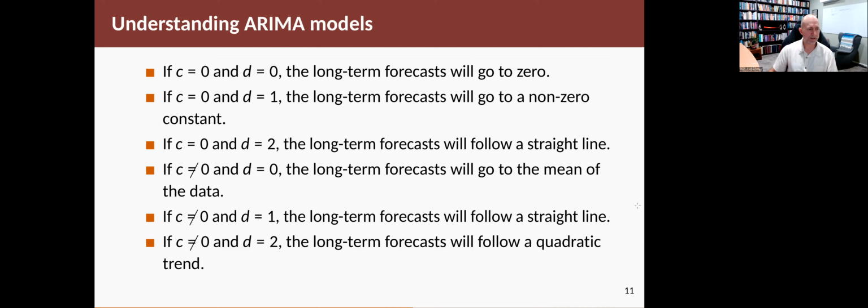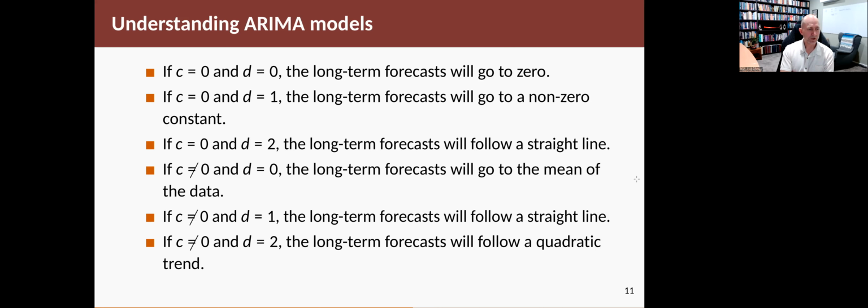Let's talk a little bit about some of the features of the model to make sure we understand what all of the different parts are doing. For long-term forecasting, the most important parts of the model are whether or not you include a constant and how many differences you include. The p and the q only affect the short-term part of the forecasts. The c and the d affect the long-term part of the forecast. So if c and d are both 0, so there's no intercept and there's no differencing, then in the long run your point forecast will converge to 0.